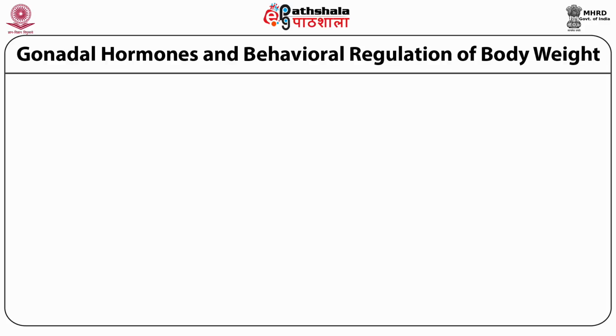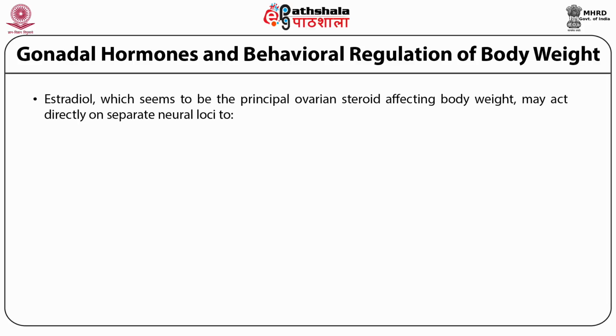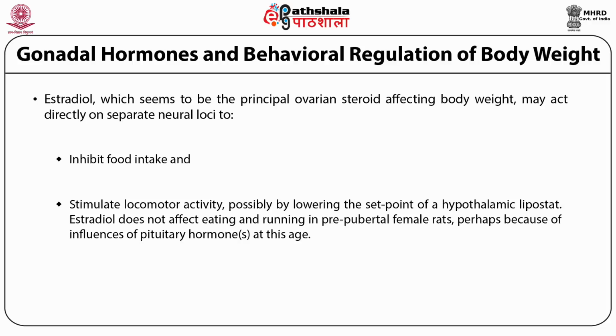Let's see the role of gonadal hormones on the regulation of body weight. Gonadal hormones have important effects on the behaviors that demonstrate body weight regulation. These effects are most evident in the female, where there are consistent, predictable changes in these behaviors which are correlated with fluctuation in plasma hormone levels during estrous cycles, puberty, pregnancy, or after gonadectomy and replacement therapy. Estradiol, which seems to be the principal ovarian steroid affecting body weight, may act directly on separate neural loci to inhibit food intake and to stimulate locomotor activity, possibly by lowering the set point of a hypothalamic lipostat.